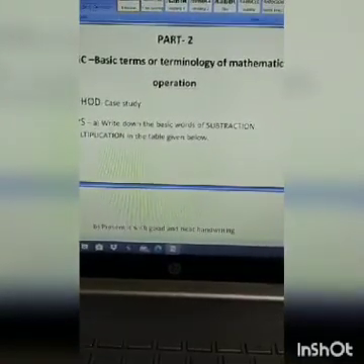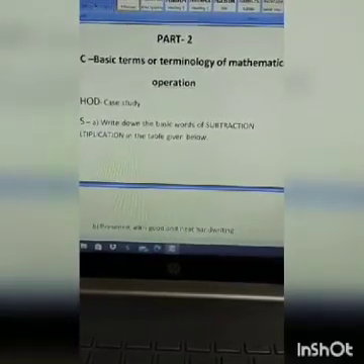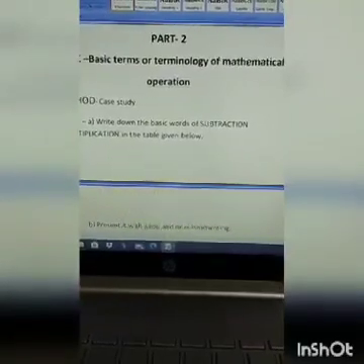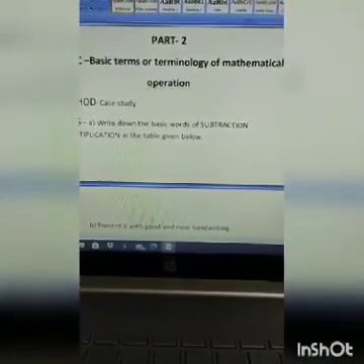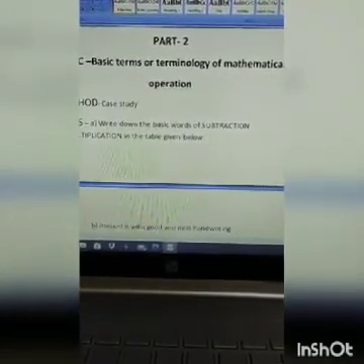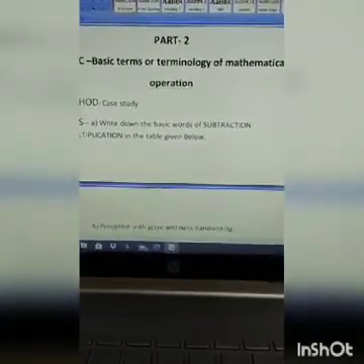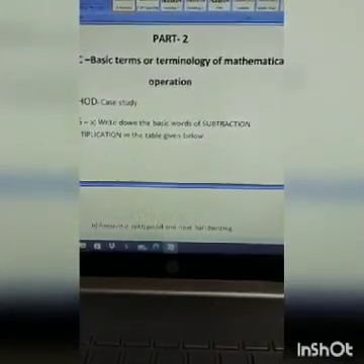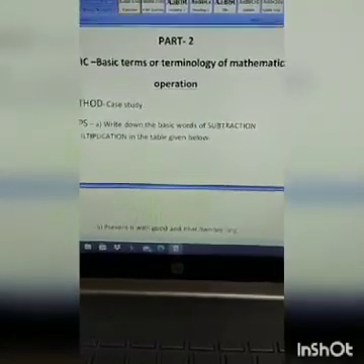So two parts of the maths project that you will do this year, separately in your maths classwork notebook. 2 pages you can take for the first part of your mathematics project, and the next 2 pages you write the second part of your mathematics project. Okay, I hope you understood. Thank you.